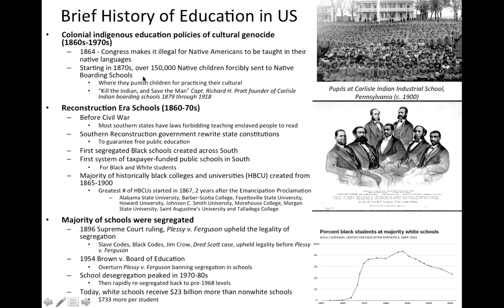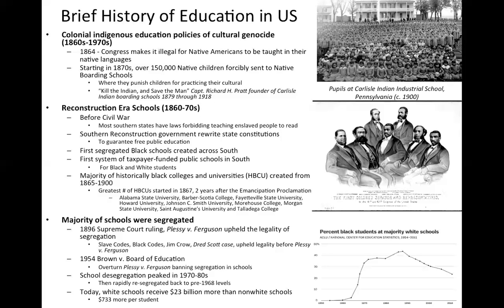And this was devastating. Over 150,000 Native children were kidnapped. I say kidnapped. No one sent their kids to these schools. These kids were kidnapped. We talk a lot more about this in the colonialism class. If you want to learn more about this, we have some really great videos about this as well. So that was happening on the indigenous side.